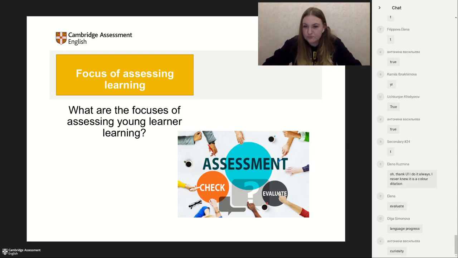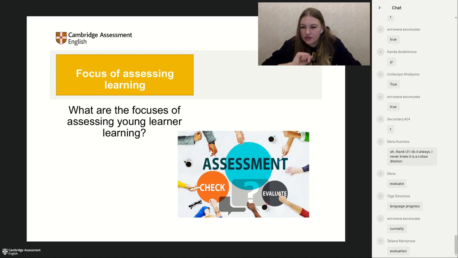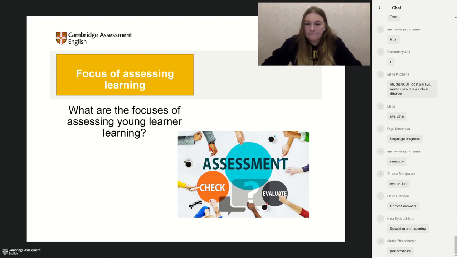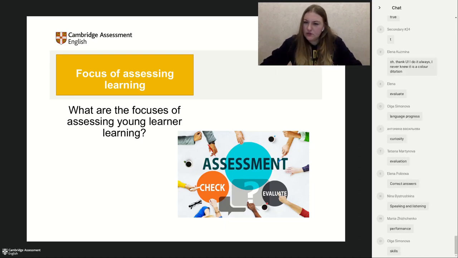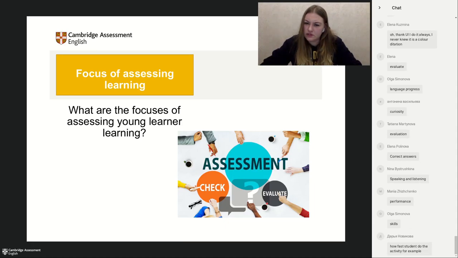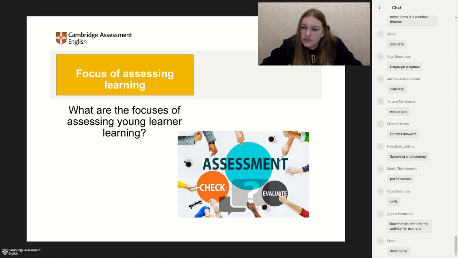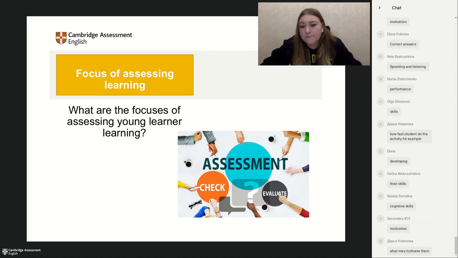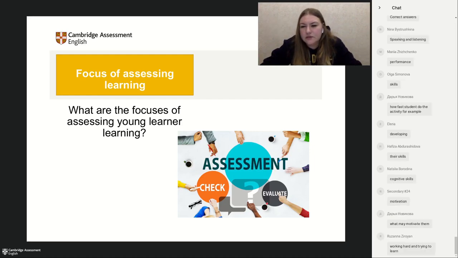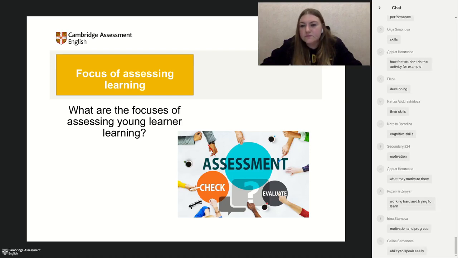Language progress, fantastic. Curiosity, maybe. I would say motivation. Evaluation, correct answers, speaking and listening, performance, skills. How fast students do the activity, for example. Maybe. Yeah, developing the cognitive skills, motivation.